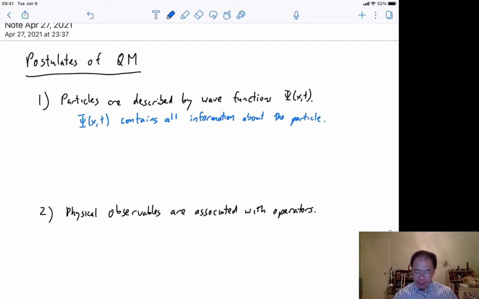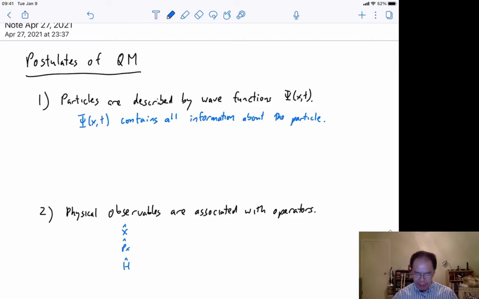Second, as we talked about last time, observables are associated with operators. So the most important operators we talked about, right, are position and momentum, and then energy, which we call the Hamiltonian operator, H. Okay, so far not too much of a surprise.